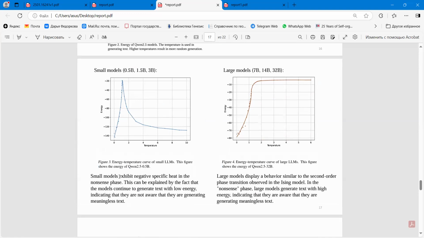So, small models exhibit negative specific heat in the nonsense phase, and this can be explained by the fact that the models continue to generate text with low energy, indicating that they are not aware that they are generating meaningless text. And large model behavior is similar to the second order phase transition observed in the Ising model. In the nonsense phase, large models generate text with high energy, indicating they are aware that they are generating meaningless text.